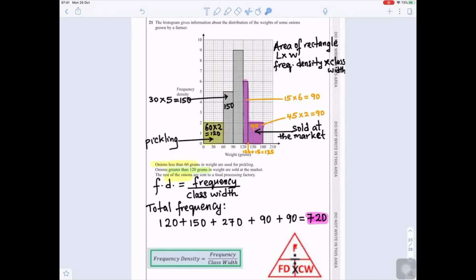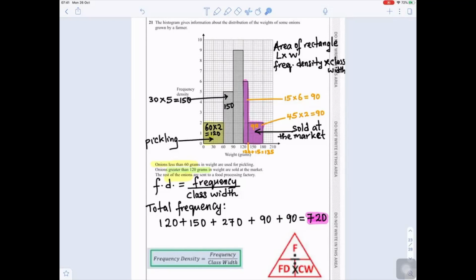And frequency divided by class weight gives you the frequency density. You can put it in a triangle and learn how to work them from the triangle. Frequency is equal to frequency density times class width.